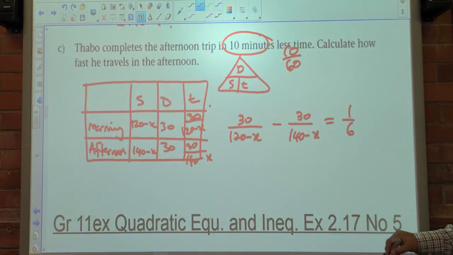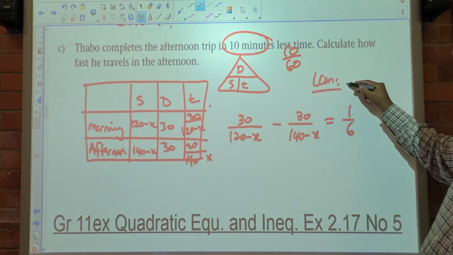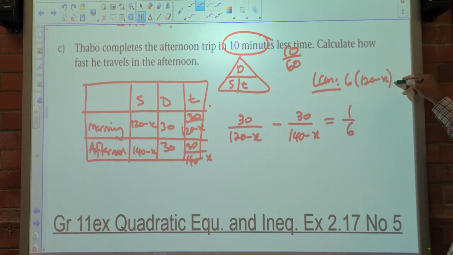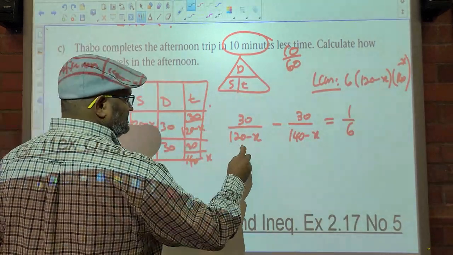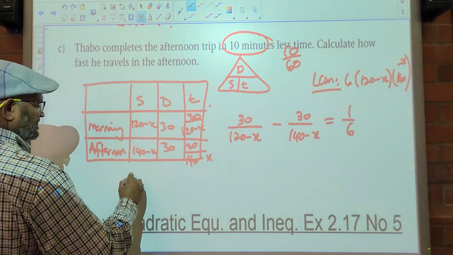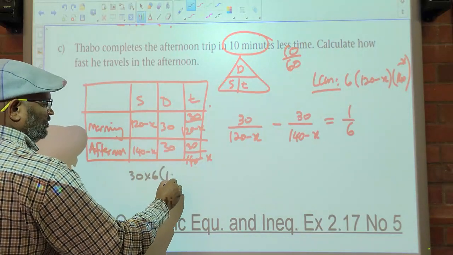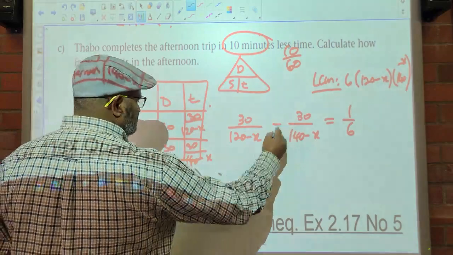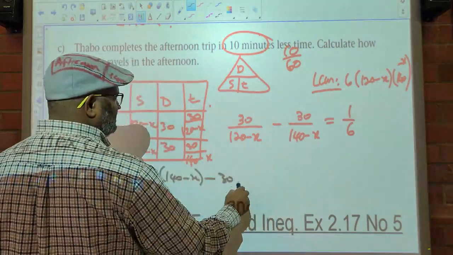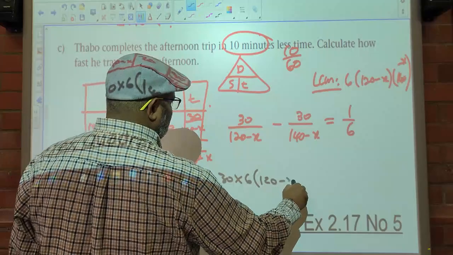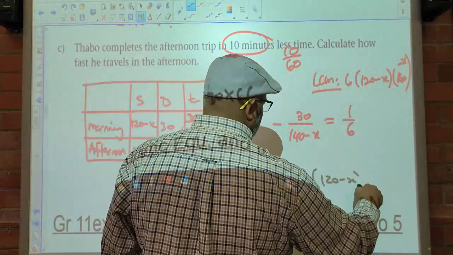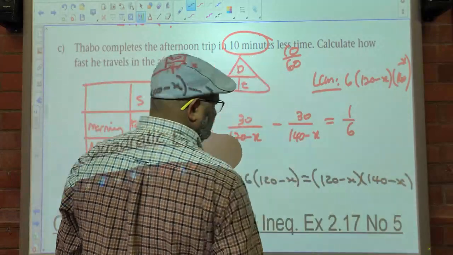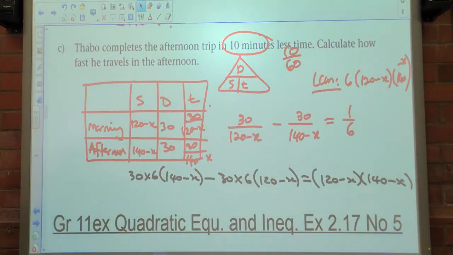You understand? So what's my LCM? 6 into 120 minus X times 140 minus X. What must this first bracket be multiplied by? 6. So it's 30 times 6 into 140 minus X. What must this denominator be multiplied by? 6 into 120 minus X. What must this be multiplied by? 120 minus X and 140 minus X. Okay. Again, it's a quadratic equation.